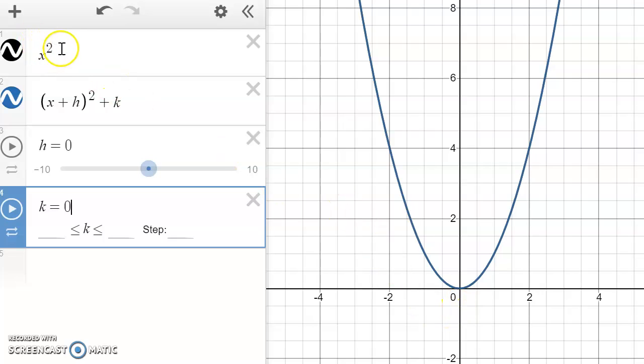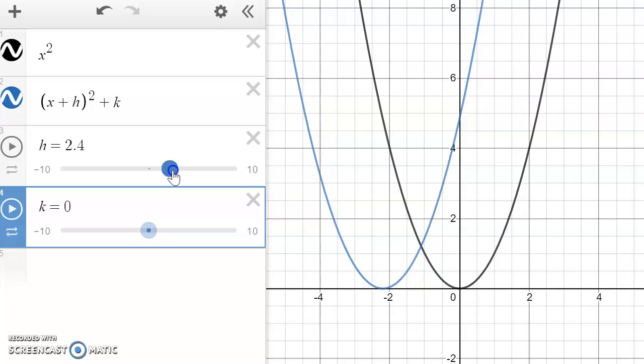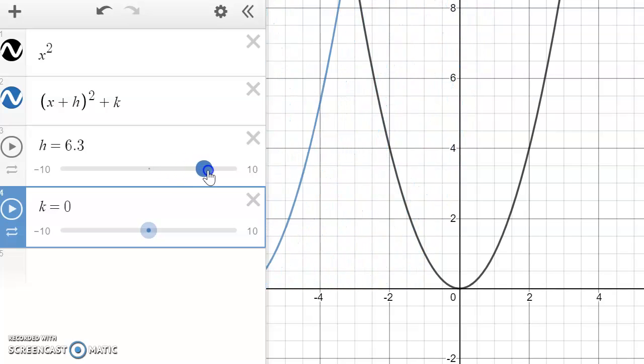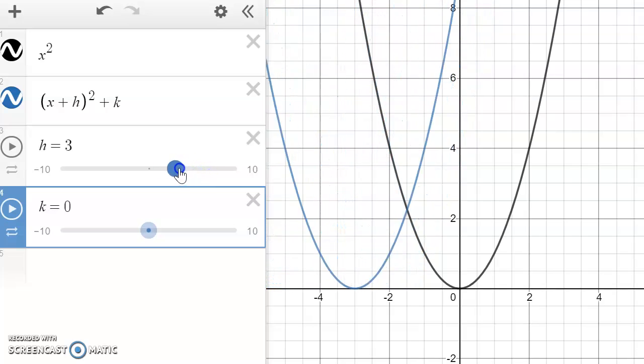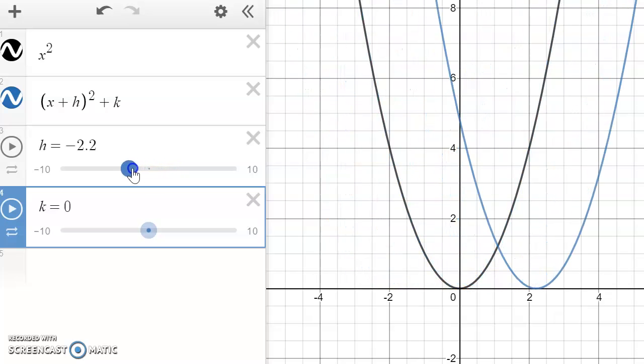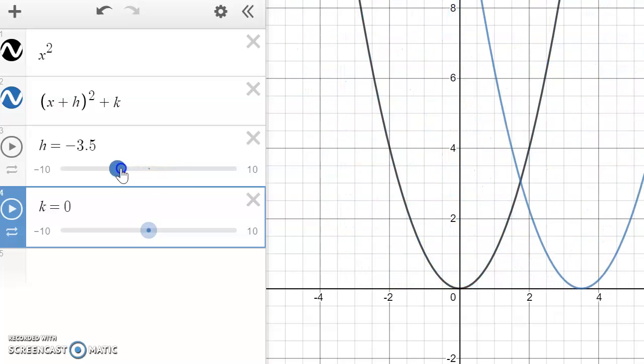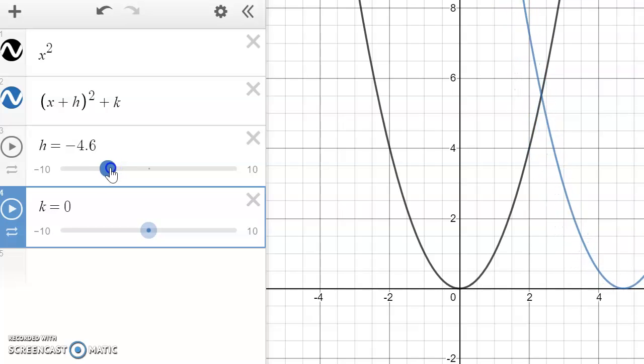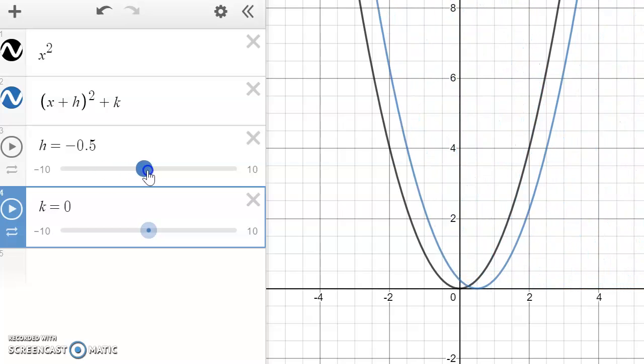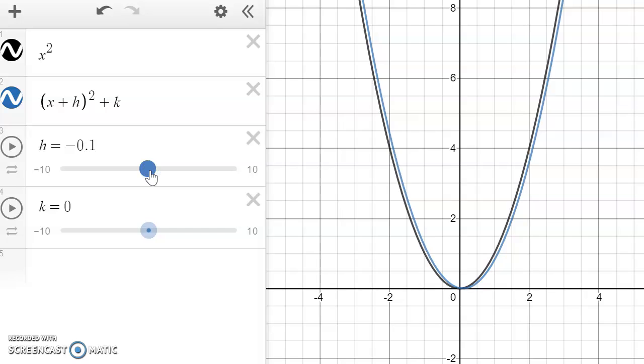And I wrote on the side here, here's x squared, and then this is like the transformation, x plus something in the parentheses squared, and then plus k on the outside. Now I can move these and add positive numbers, and you can see as I add positive numbers, it moves the graph to the left. And as I add negative numbers, this is adding to the x inside, you can see that that moves it to the right.